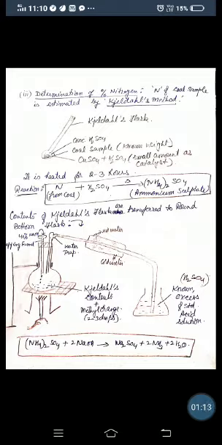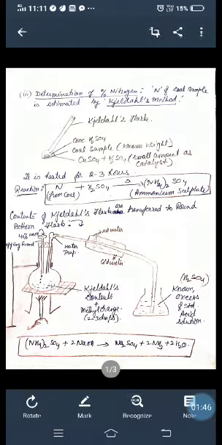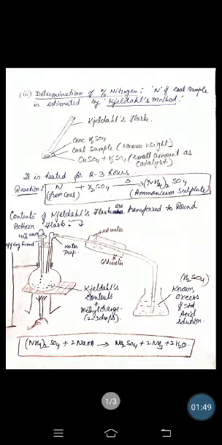Now this Kjeldahl flask is closed with a cork at the mouth and heated for 2 to 3 hours. The coal undergoes combustion and nitrogen is eliminated. This nitrogen now reacts with the H2SO4 present inside the Kjeldahl flask and forms ammonium sulfate. Let me again point out that ammonium sulfate is formed, and whatever nitrogen is present in the ammonium sulfate is coming from the coal.